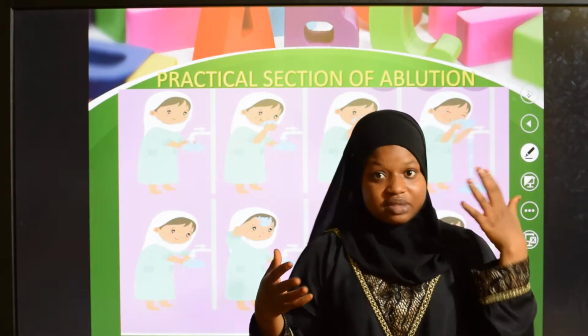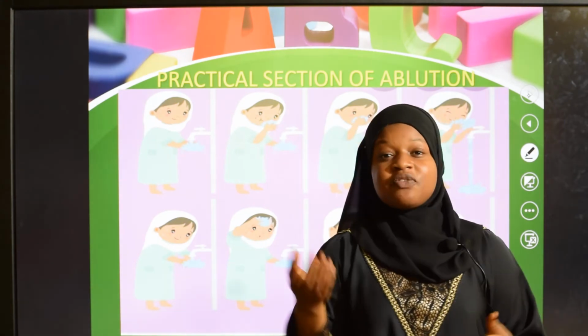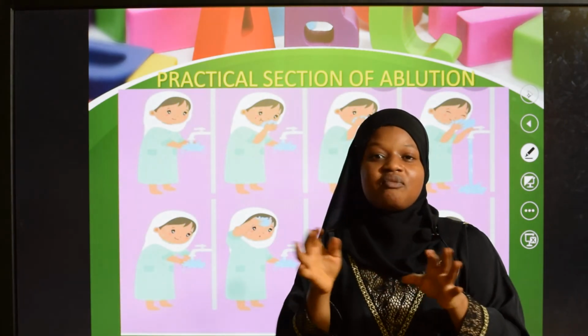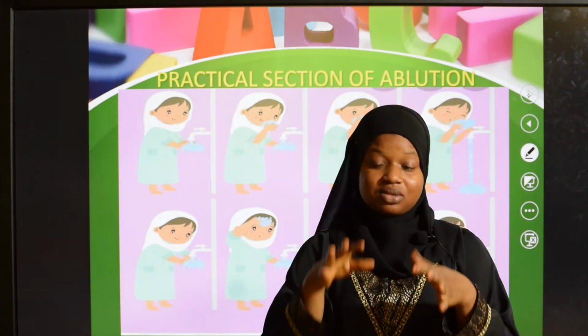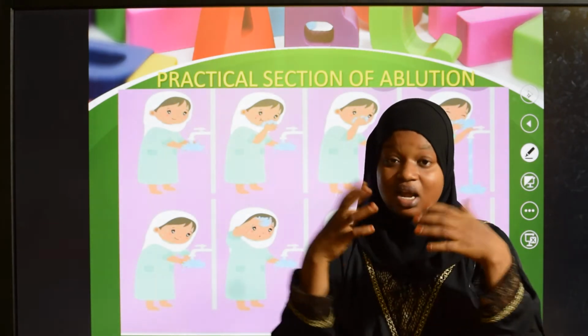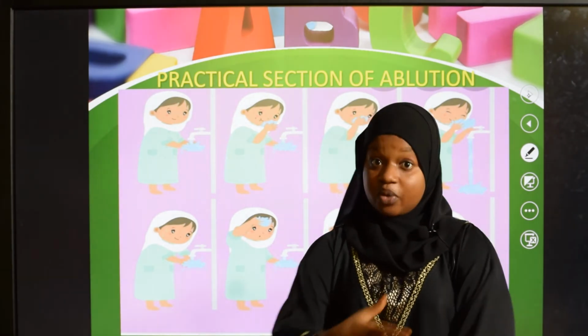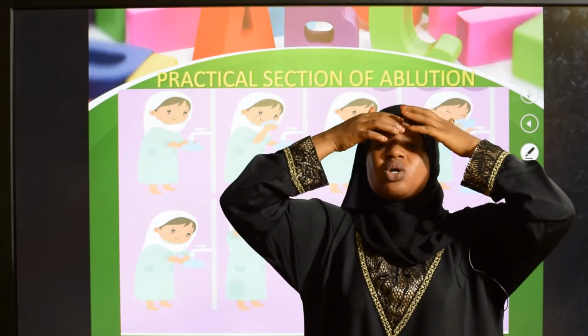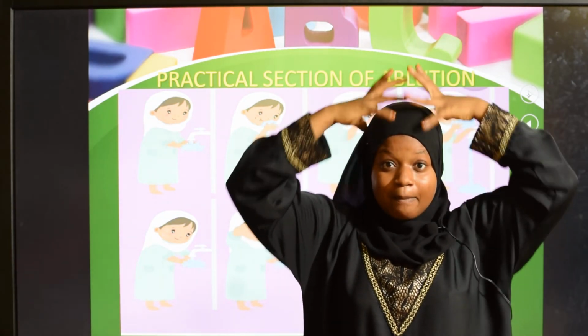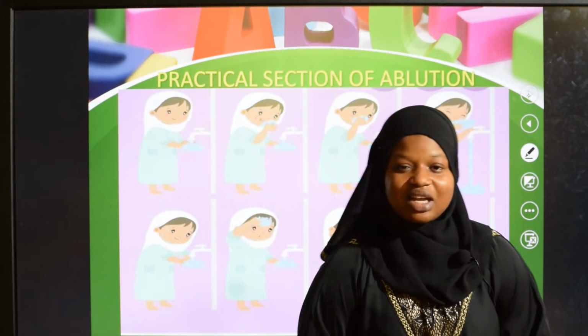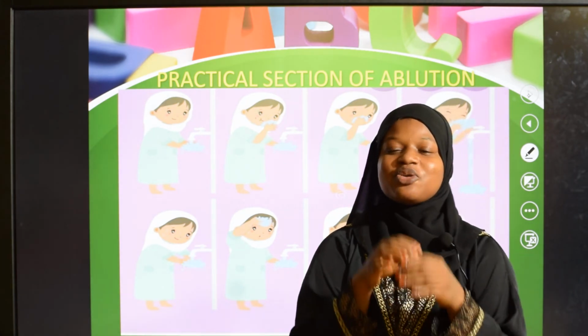Although there are different madhabs, according to some madhabs, even wiping 1 hair is enough. According to other madhabs, wiping 3 hairs is good. But when you come to the Maliki madhab, which is the madhab the West Africans are following, it is obligatory to wipe all your hair. So you go backwards, then you come back.